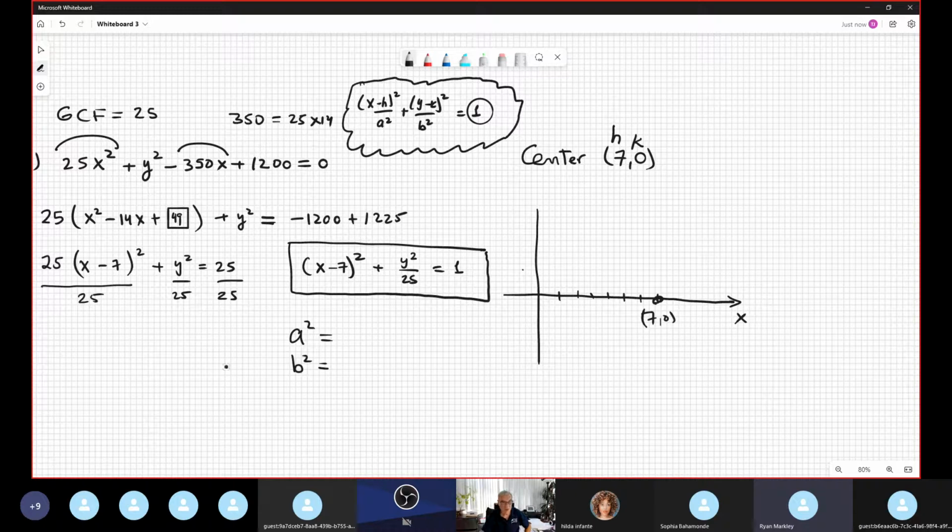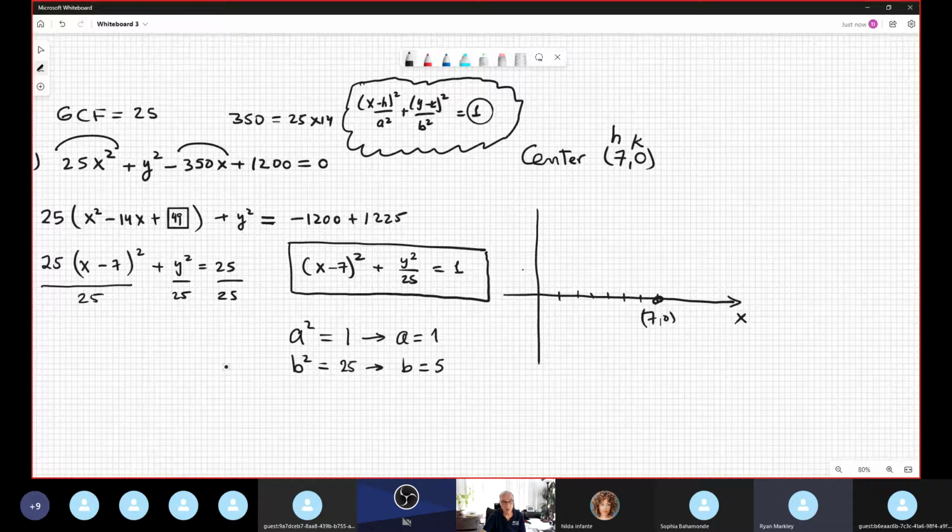Remember, a is always the major axis. And we have two coefficients, 1 and 25. A squared is 1, so a is 1. Yes, you're right. A is 1. Cool. I understand very well this. And what about b? b squared. Who is b squared? And who is b alone? 25 and square root of 25, 5. b is 5. Cool.